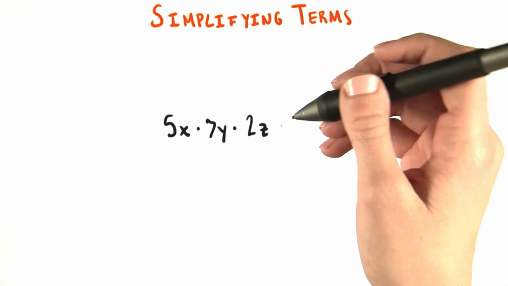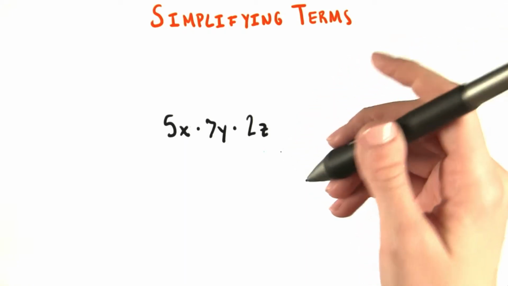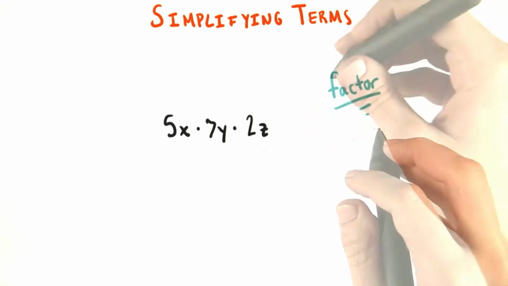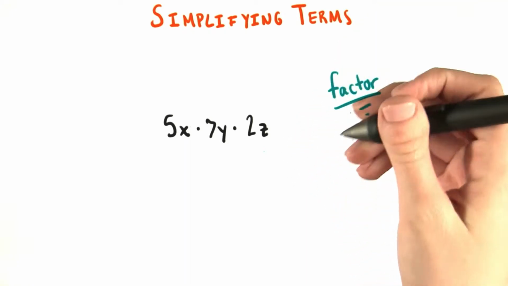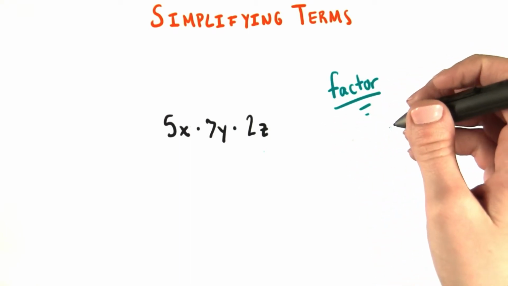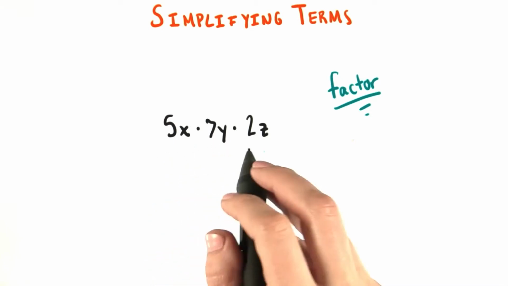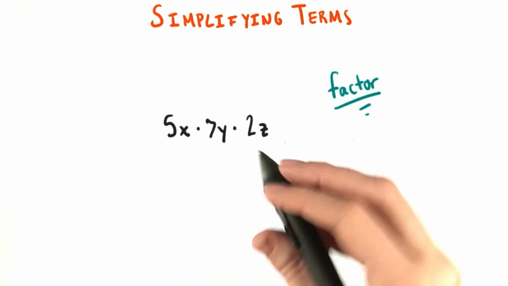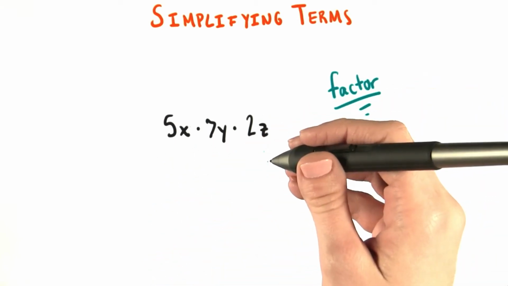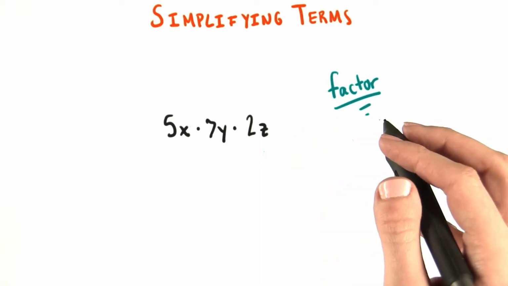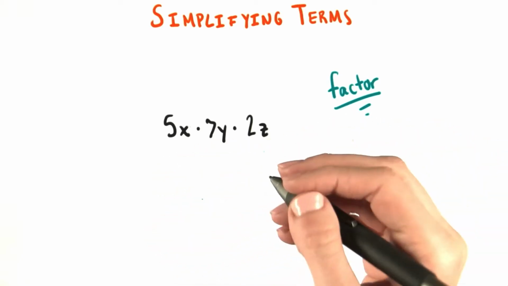And before we start playing around with this term, I'd like to add one more word to our vocabulary. Factor. Now, factors are things that we multiply together, just like terms are things that we add together. So this term, 5x times 7y times 2z, is made up of a bunch of factors that are all multiplied together. Another way to think of a factor is it's something that a term is divisible by.